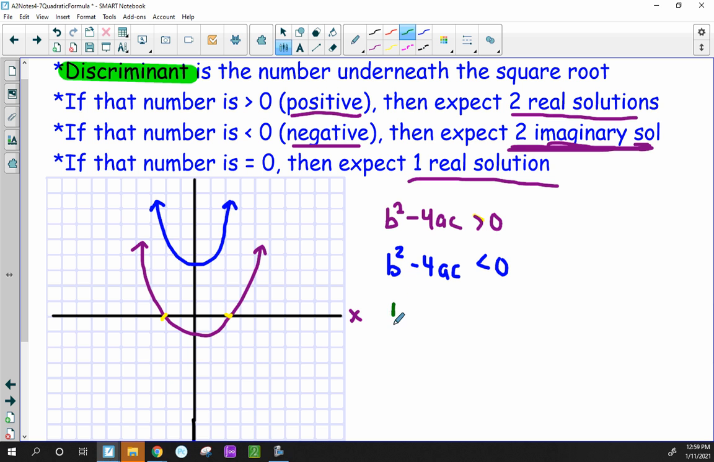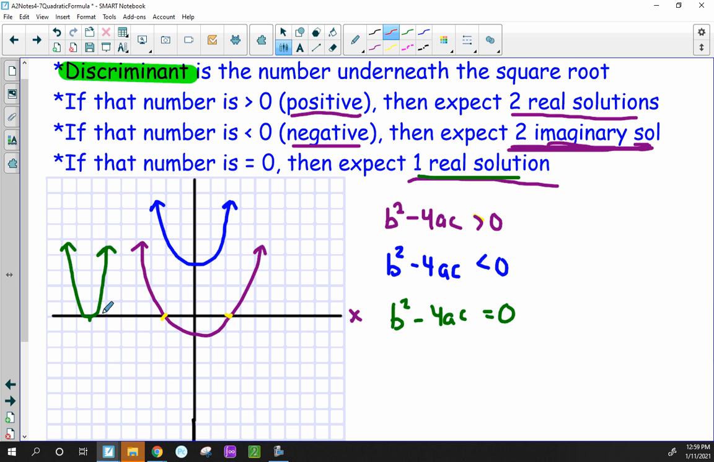And then the third scenario, again, is when the discriminant, the b squared minus 4ac, is equal to 0. If it's equal to 0, that indicates there's only one real solution. What happens in the graph in this case is the parabola would only go low enough to hit the x-axis in one location. Like we'll call it there.